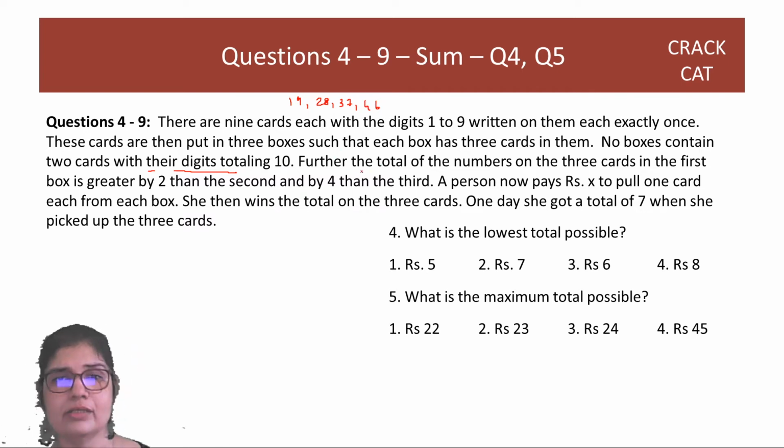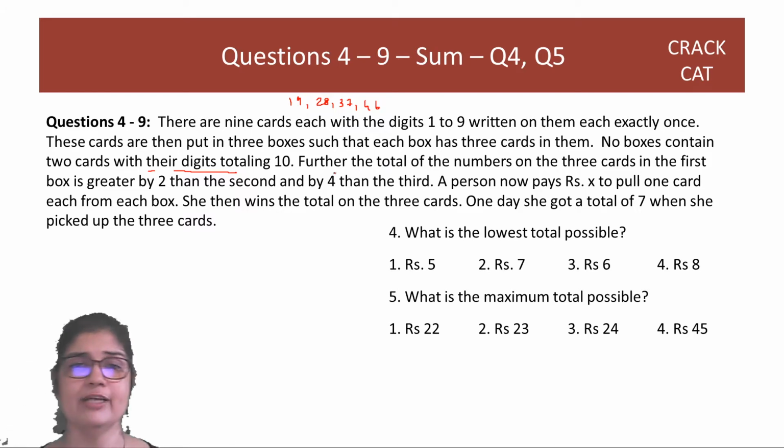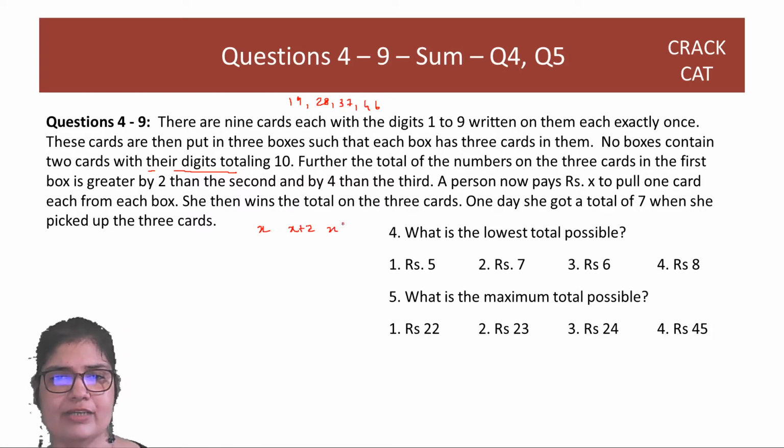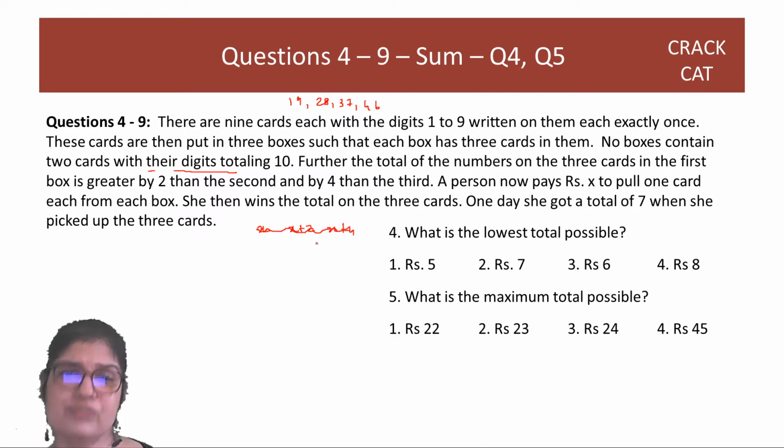Further, the total of the first is greater by 2 than the second. Okay. And by 4 than the third. So if the third is x, the second is x plus 2, and then you have x plus 4. So leave all this, right? It's an arithmetic progression with a difference of 2.